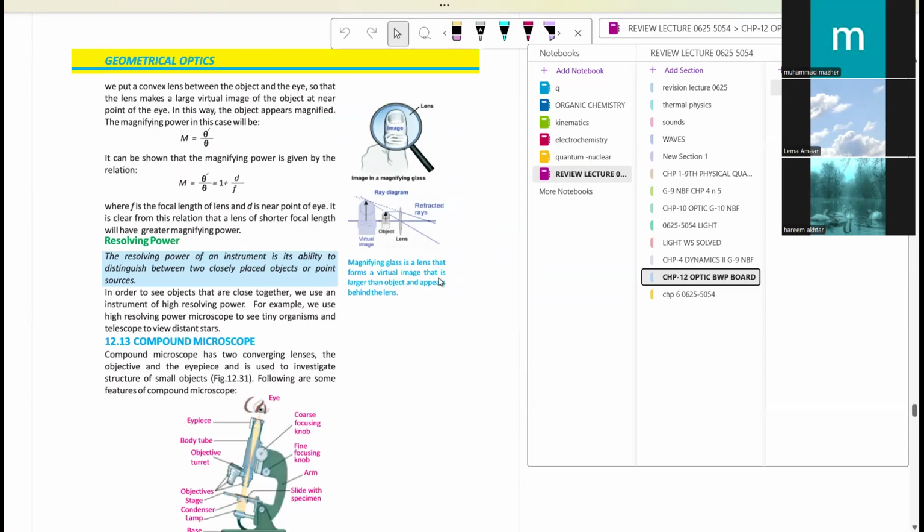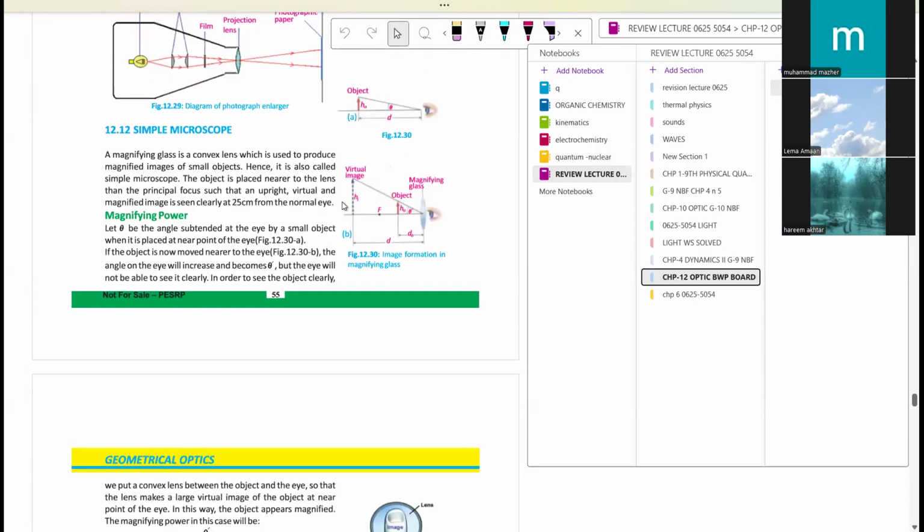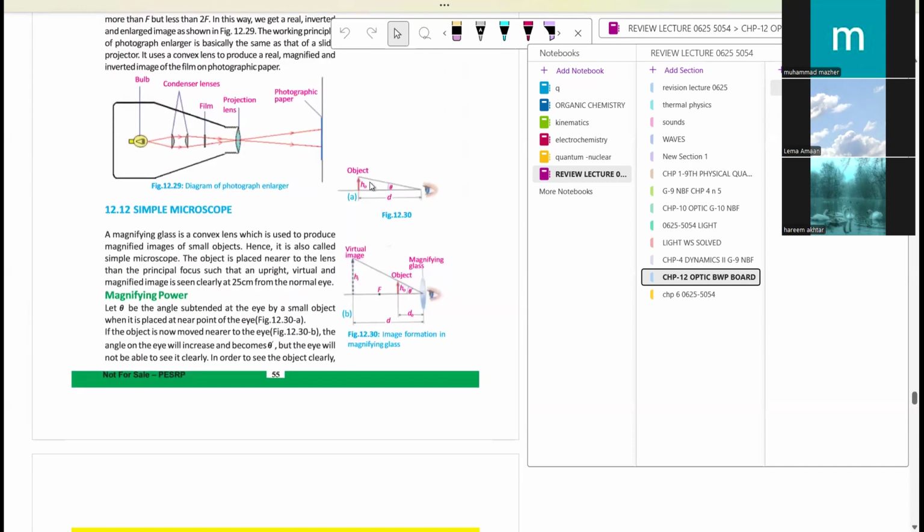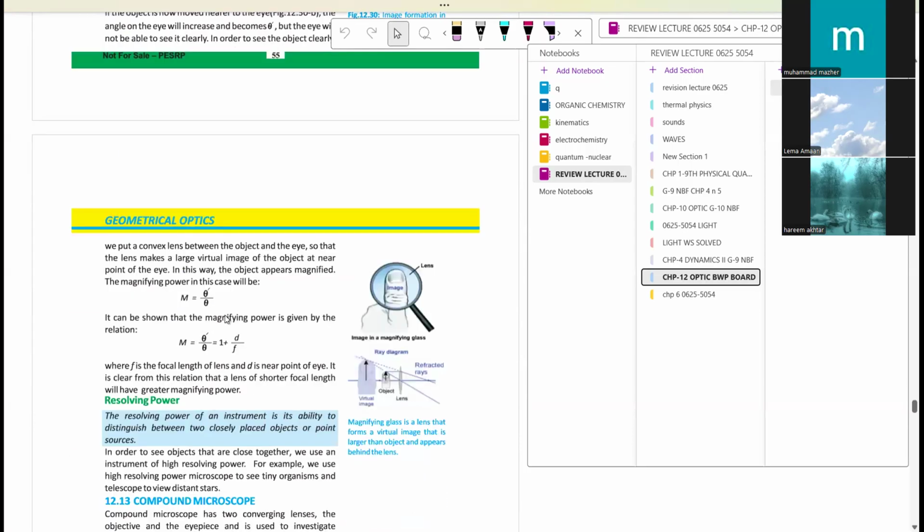It's exactly the same. Resolving power is discussed once here, with distinguishing two closely placed objects or point sources. The rest of the formulas are the same. The magnifying power is given by the relationship 1 plus d over f, where d is the distance of the object. They must have shown it here. And f is the focal length. Exact same diagram. Least distance of distinct vision.